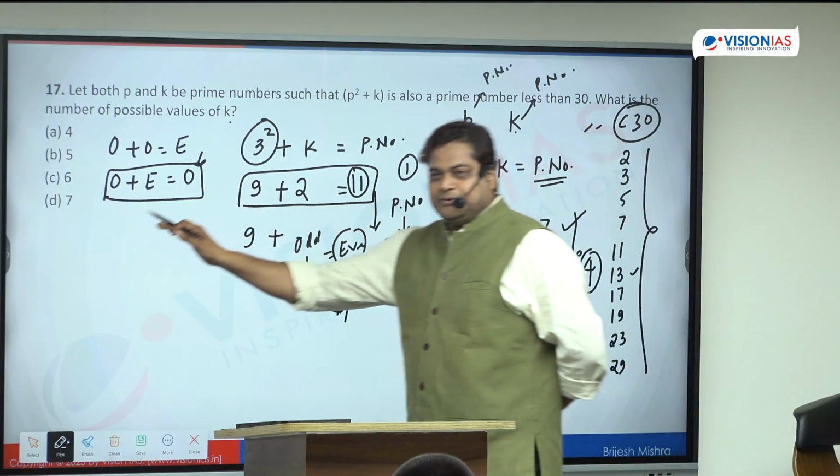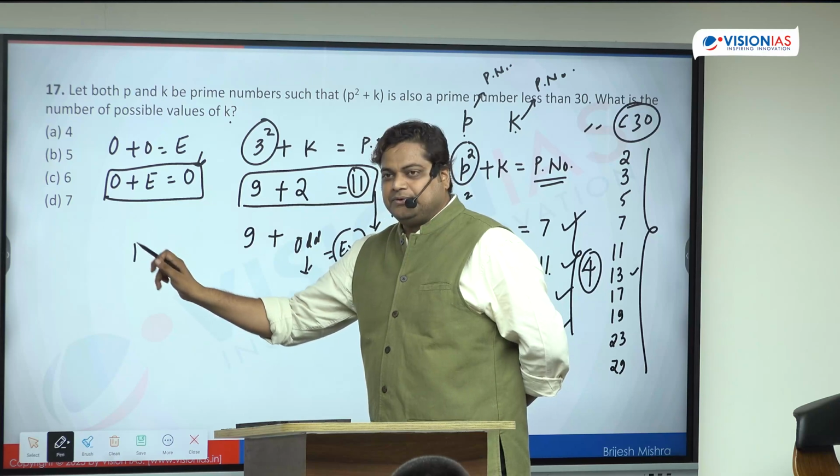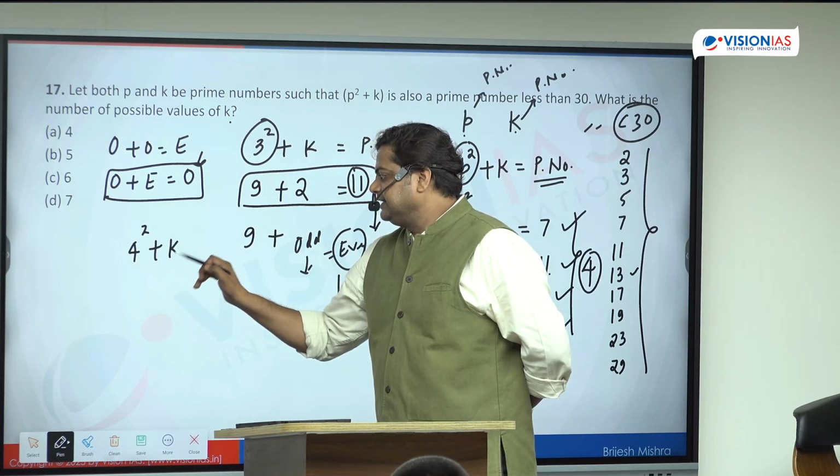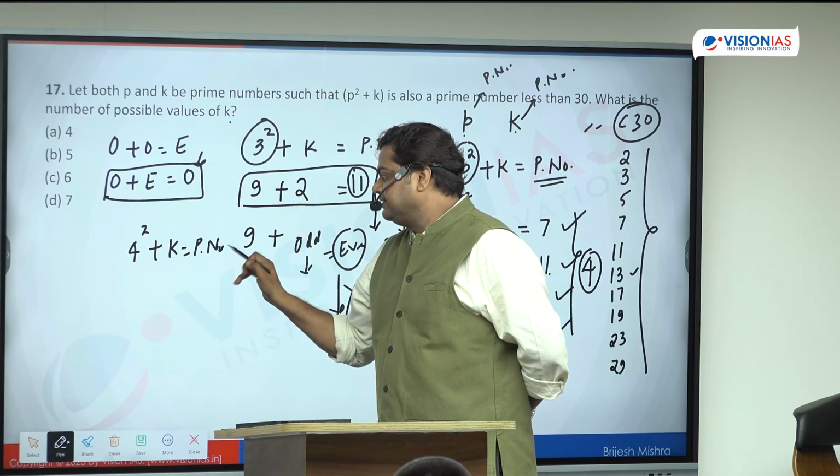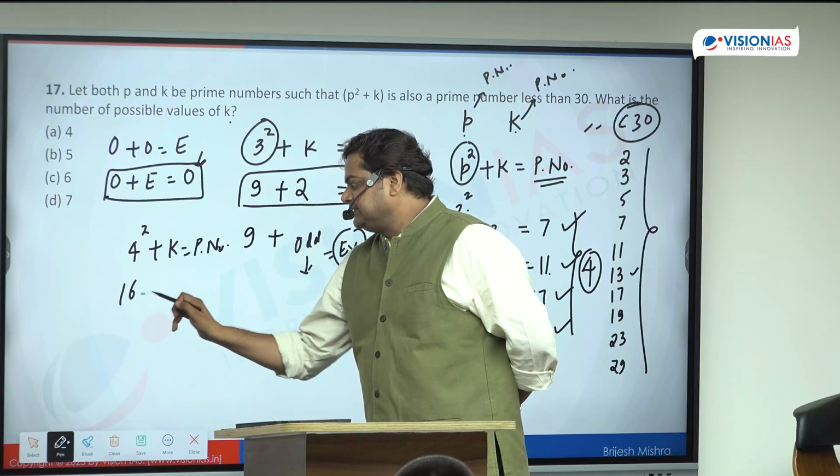After 3, we can go for 4 also. 4 square plus K is equal to a prime number. So 4 square is what? 16.